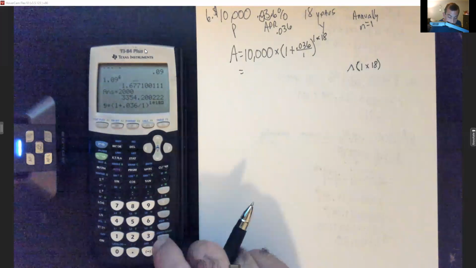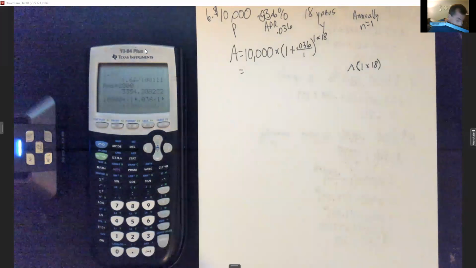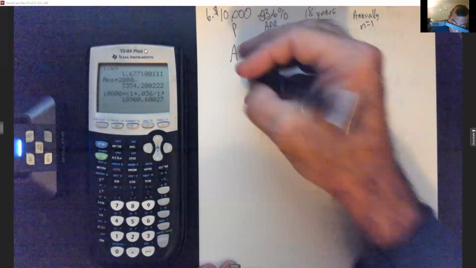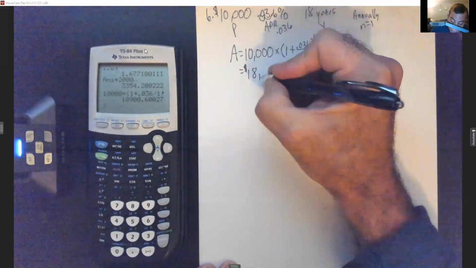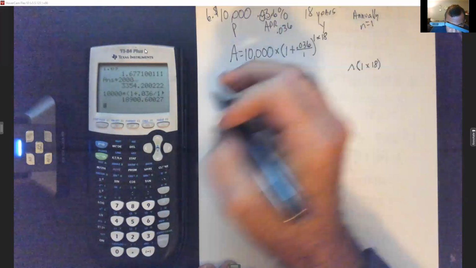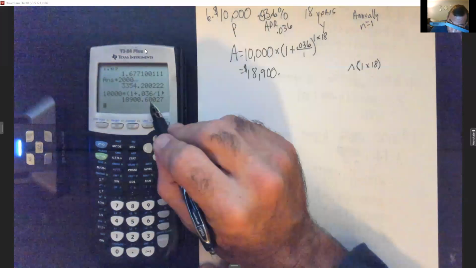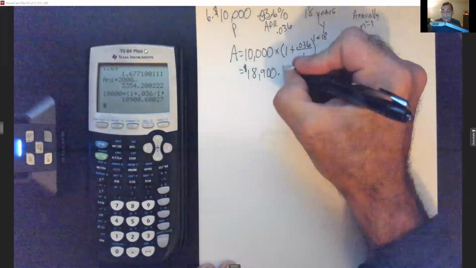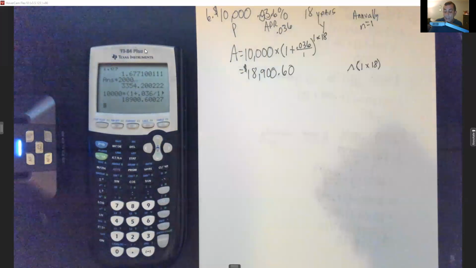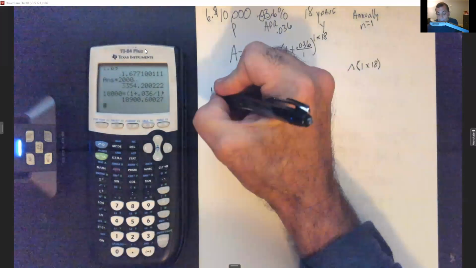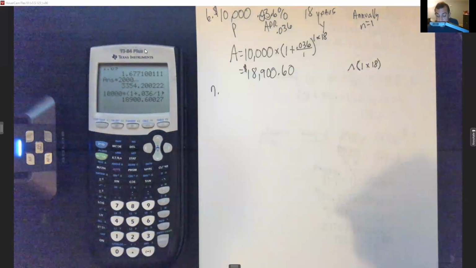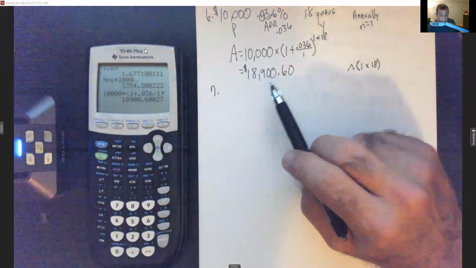All right, so which one am I doing? I'm going to hit enter and round this to the nearest cent. So I get 18,900. For the nearest cent, I'm looking at the zero. Since that's a zero behind it, I keep it the same. So I get $18,960. So see, that's not bad after 18 years. You've made almost $9,000 off of 10.